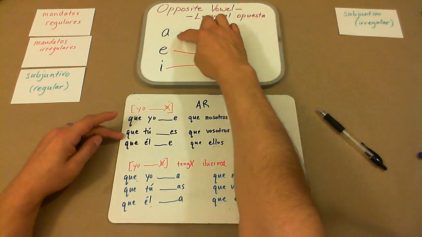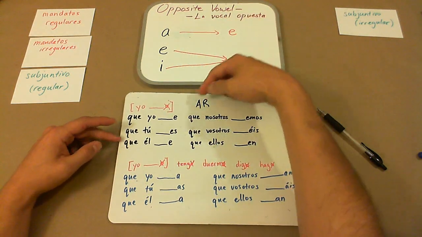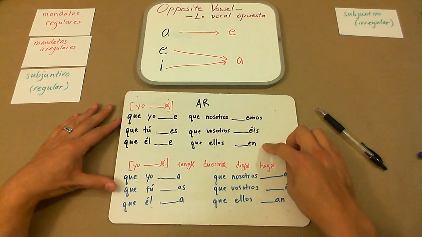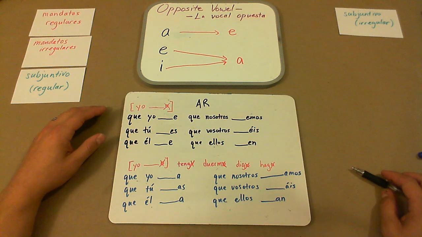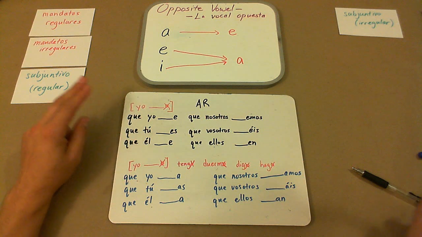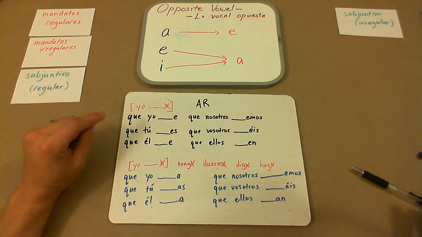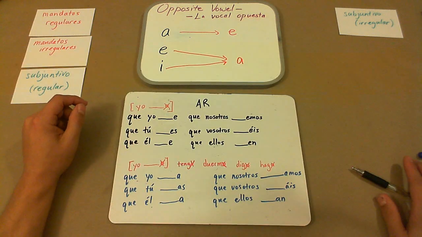Instead of que tú hablas, it's que tú hables. Que él hable. Que nosotros hablemos, que vosotros habléis, que ellos hablen. One of my favorite songs in Spanish is called Déjalos que hablen, which means let them speak. Déjalos que hablen. Let them speak. Normally we say hablan, but this is subjunctive. Déjalos que hablen.